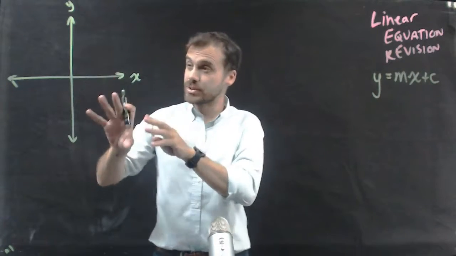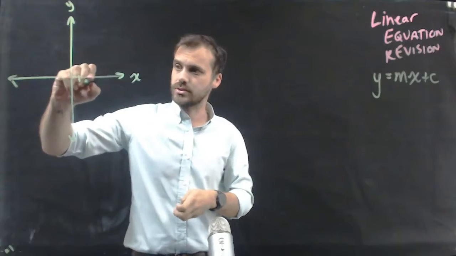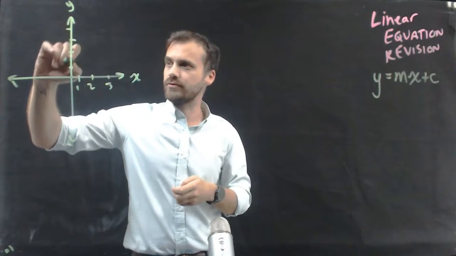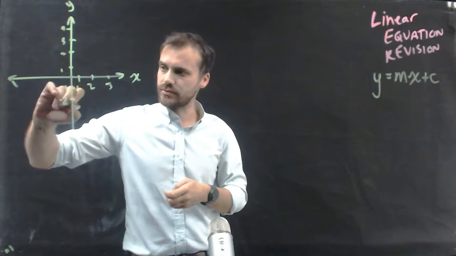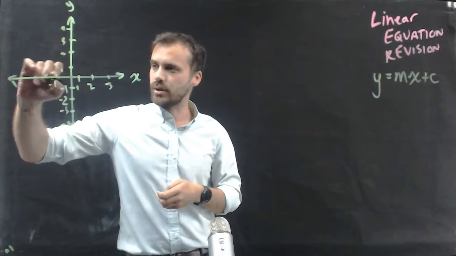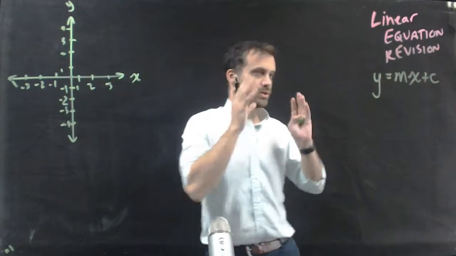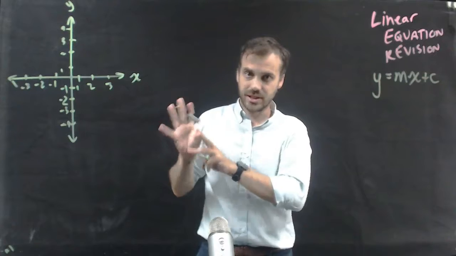It can be represented on this Cartesian plane, x-axis, y-axis. 1, 2, 3, so on, 1, 2, 3, 4, and so on. -1, -2, -3, -4, and -1, -2, -3, and so on. So, linear equation y equals mx plus c, and it can be represented on this Cartesian.